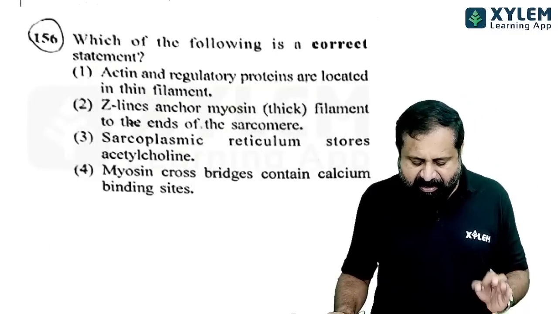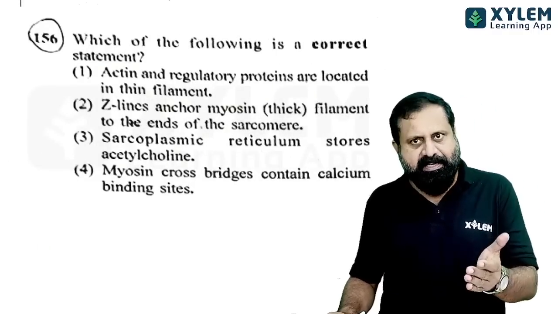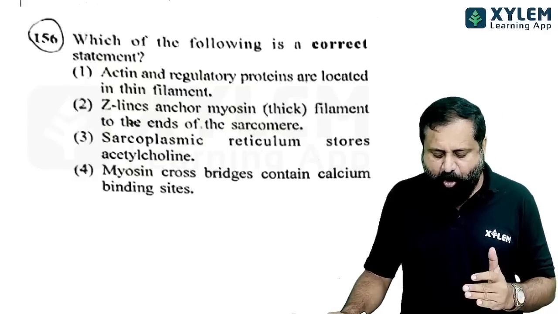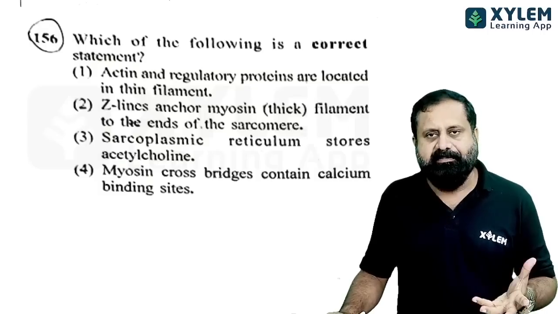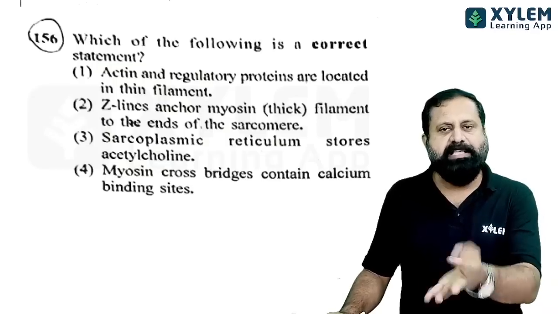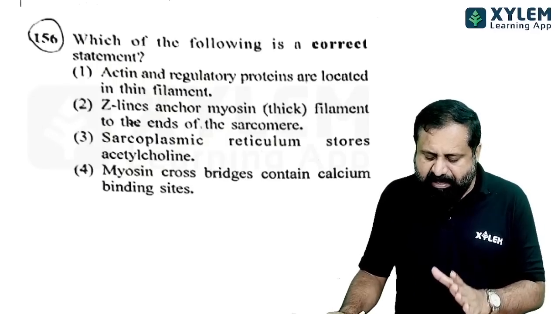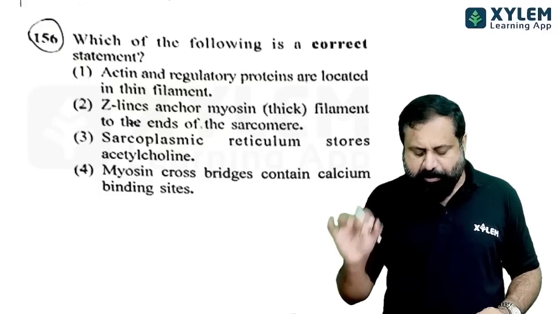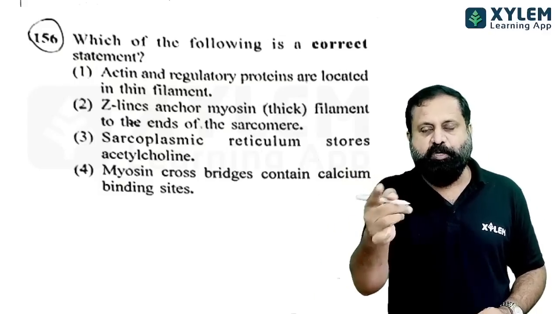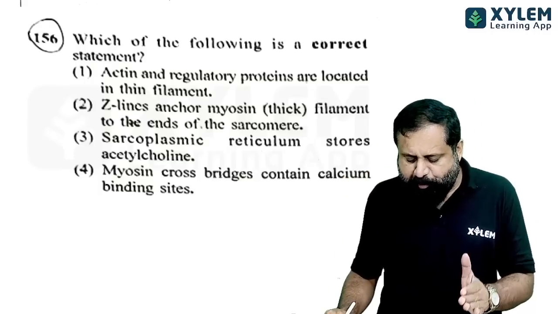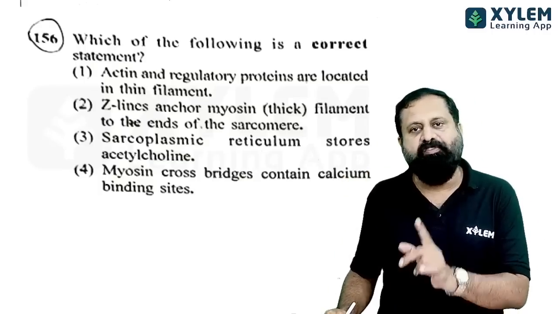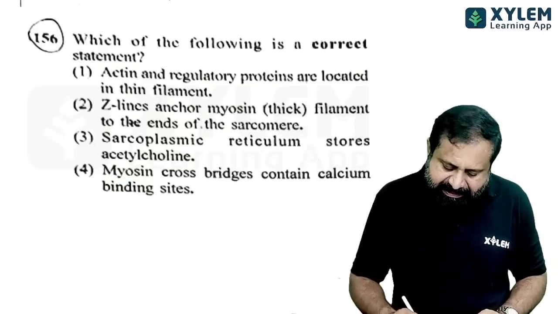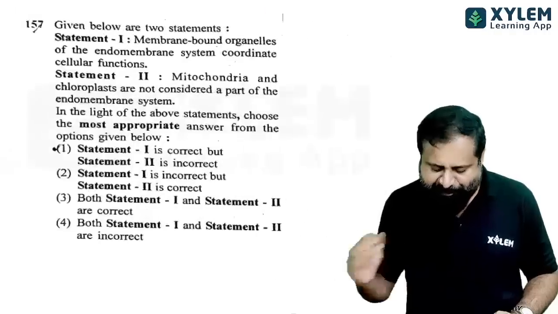156, which of the following is a correct statement? And this question is asked from movements and locomotion. Actin and regulatory proteins are located in thin filament. Right, actin contains troponin, tropomyosin, etc. Z-line anchors myosin filament is a false statement. It is anchoring thin filament actin. Sarcoplasmic reticulum storehouse of acetylcholine, false. It is the storehouse of calcium. Myosin crossbridge contains calcium binding site. It is also false. The calcium binding site is located on actin. So the right answer for 156 is 1.